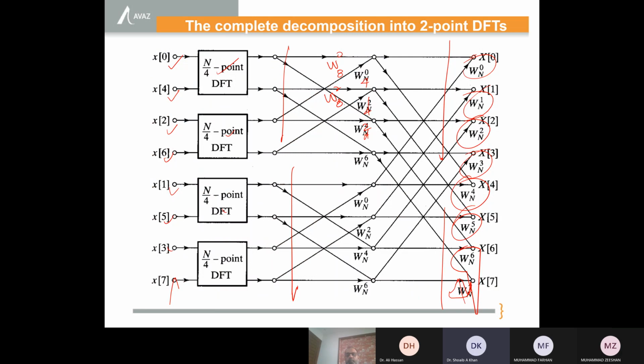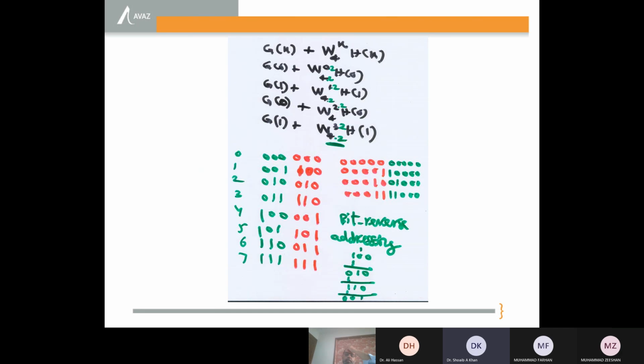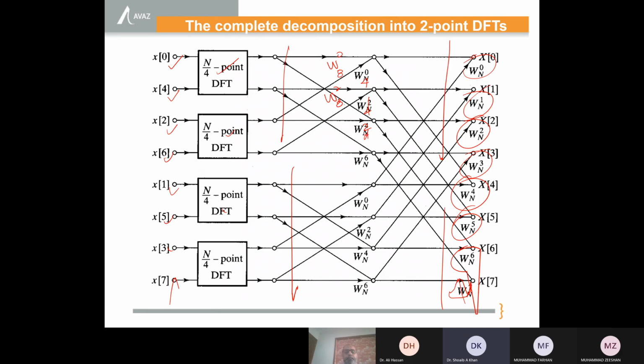Okay, the discrete Fourier transform works in this way. Now only one thing is left: if you're writing a computer program, how do you generate these indices 0, 4, 2, 6, 1, 5, 3, 7?